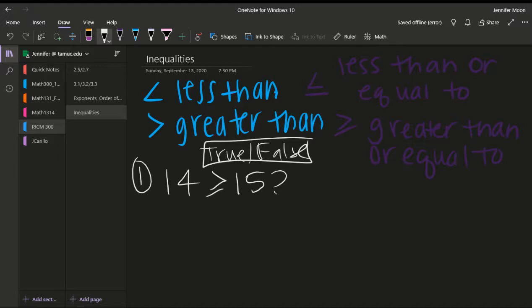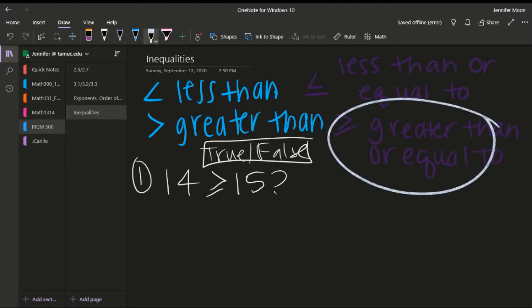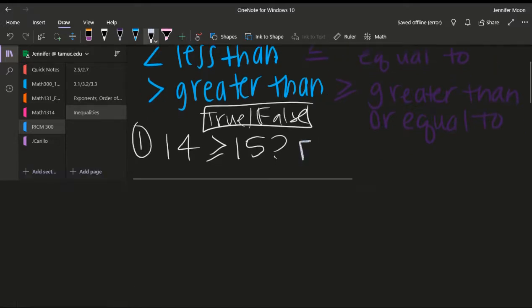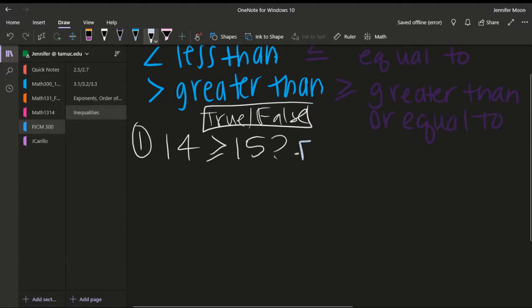This is asking 14, inequality symbol is this one, which is greater than or equal to. So this is asking, is 14 greater than or equal to 15? Well, no, it's not. And the reason why I know that is because if I look at these values on a number line, 14 is actually on the left-hand side of 15, which means it's less than 15. Okay?